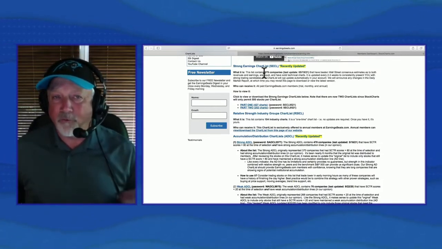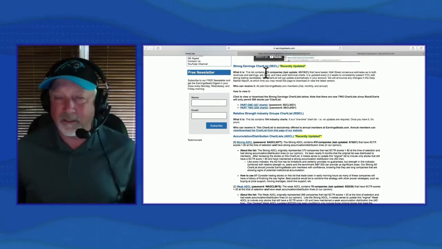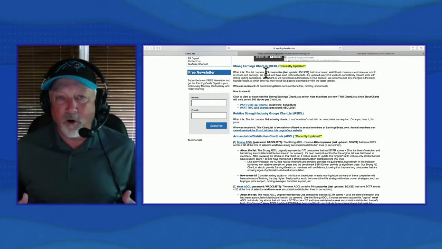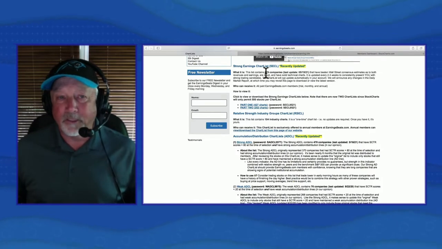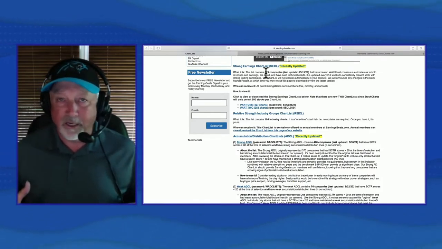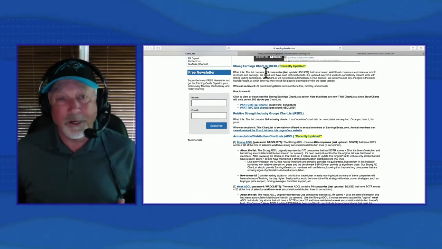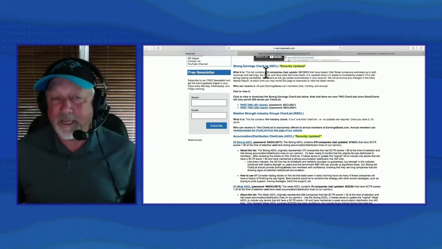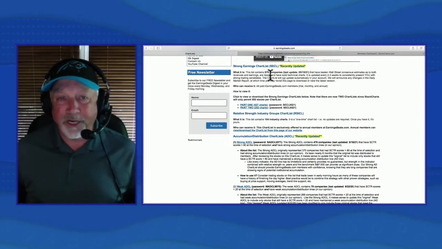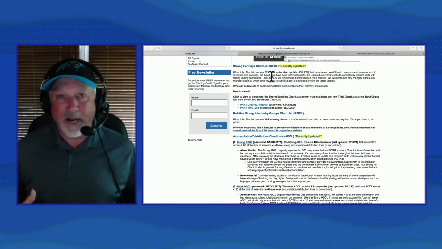Starting off with our strong earnings chart list, I would say that this is the staple for our portfolio of research. This is where we go back, we look at literally thousands of earnings reports to uncover the companies that have beaten Wall Street estimates as to both revenue and earnings per share. And we simply keep track of them on there.